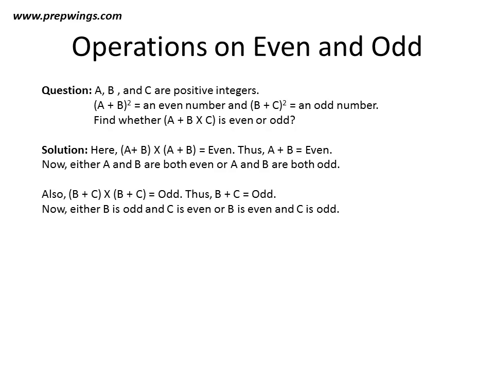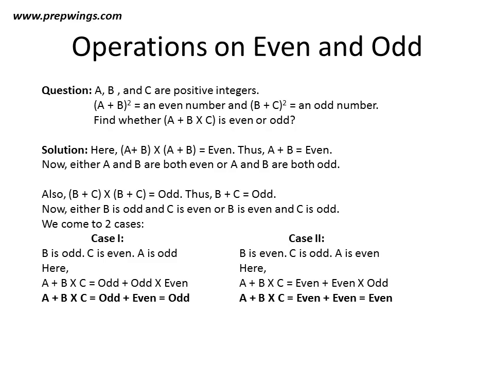Okay guys, now we'll look at B plus C whole square as an odd number. So that would mean B plus C multiplied by B plus C is odd. That would mean that B plus C is odd. Okay, so now if B plus C is odd, then either B is odd and C is even, or B is even and C is odd.